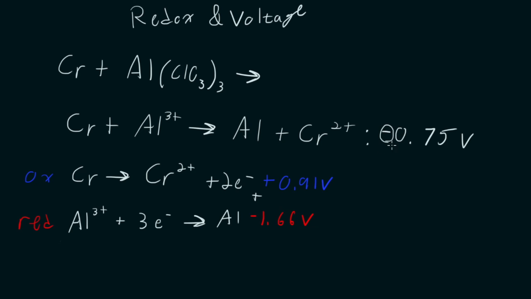Well, because this is negative, that means this reaction won't proceed. Chromium likes its electrons too much. It's not going to give them away to the aluminum. So this is no deal. So we just write here, no reaction. And we're done. That's it.